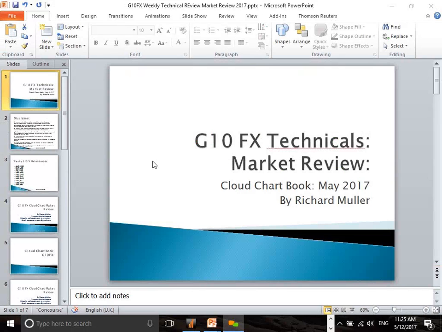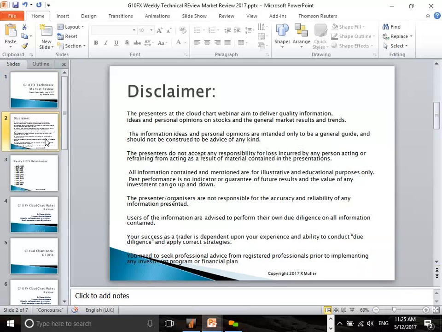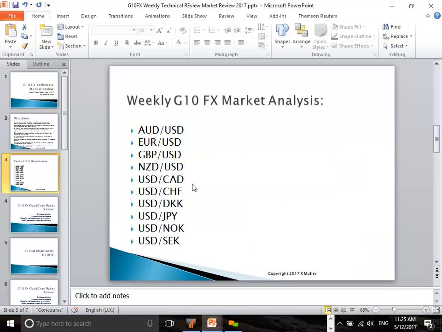This morning, I'd like to briefly do the G10 FX technicals, looking at the MACD signal in particular of the G10 currency pairs to see what's hot and what's not. These are the currency pairs I'll be looking at in this morning's technical analysis.